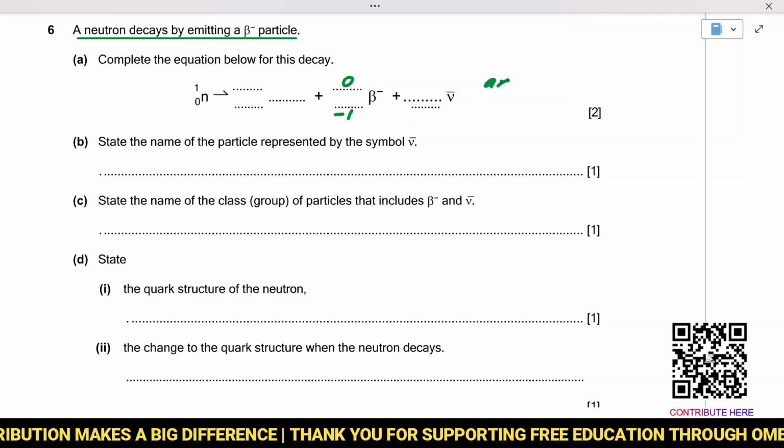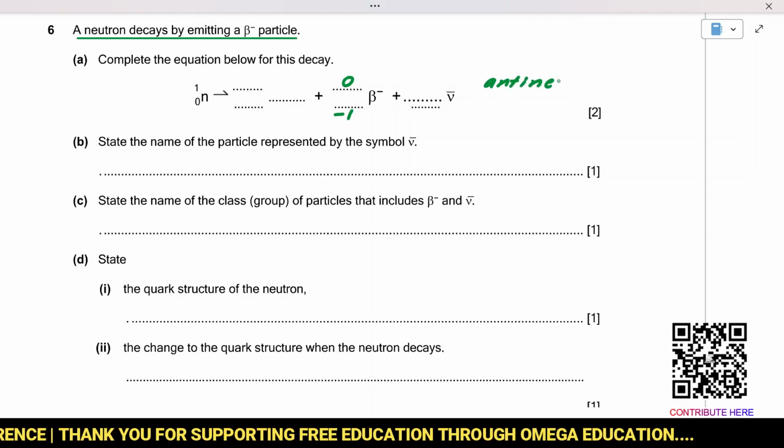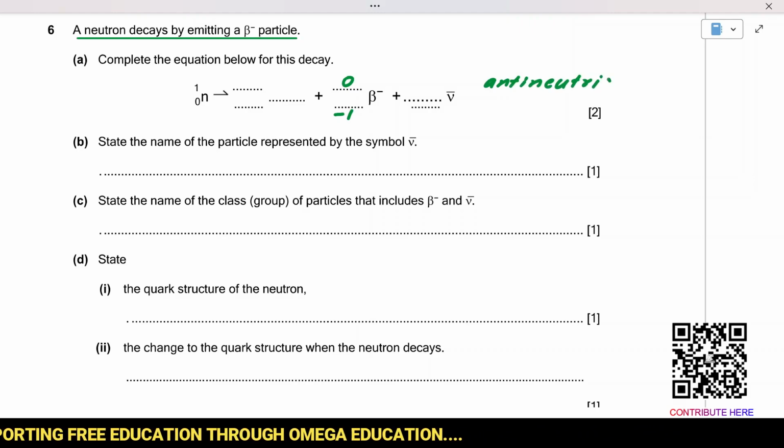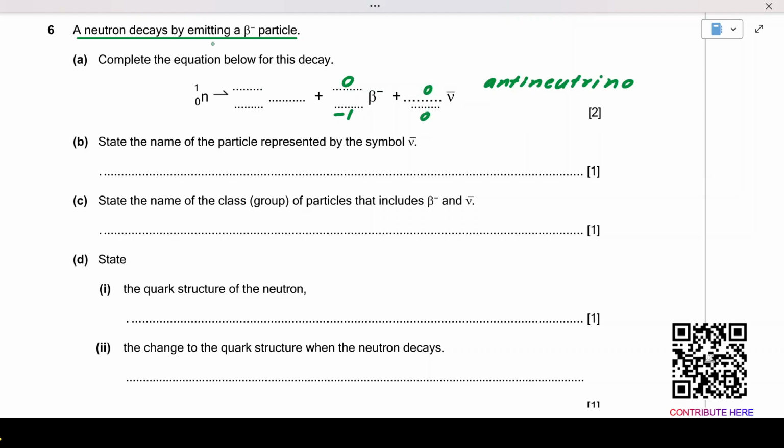An anti-neutrino is released, which has no mass and no charge. The neutron decays by emitting a beta negative particle, and the neutron is decayed into a proton. Proton 1 here, 0 at the top. So this is what we get.